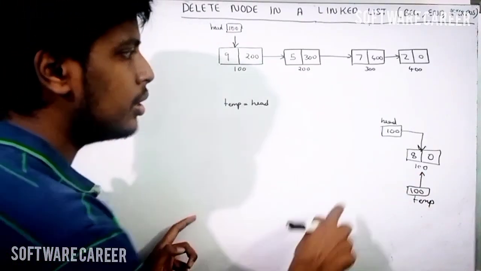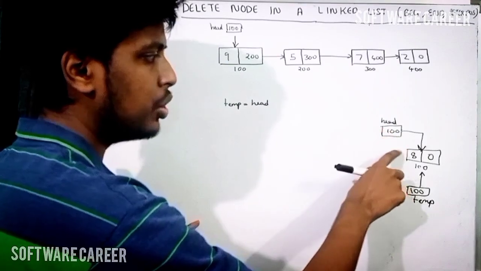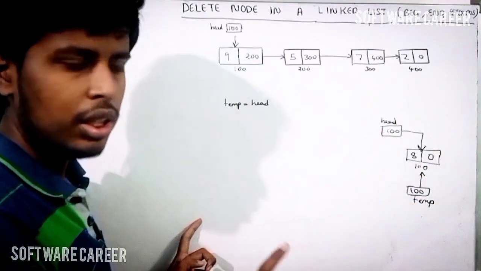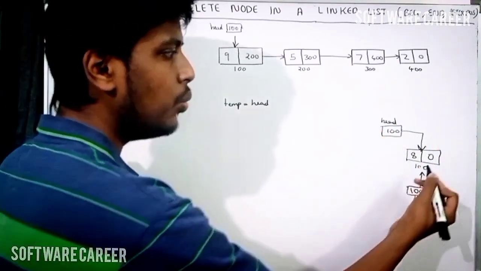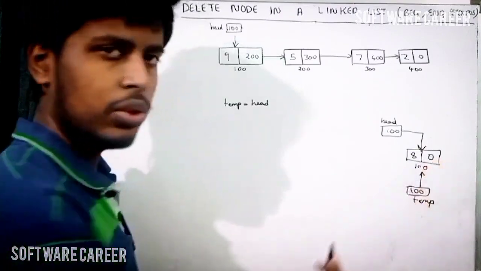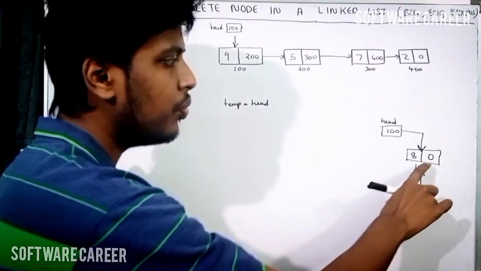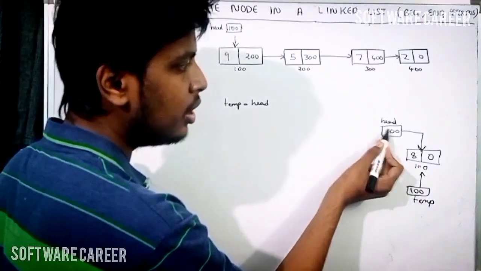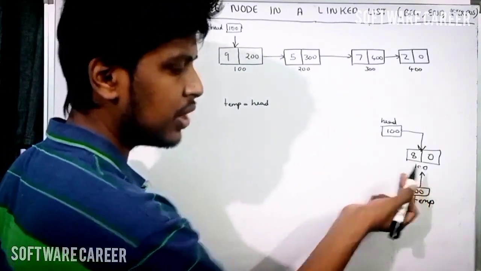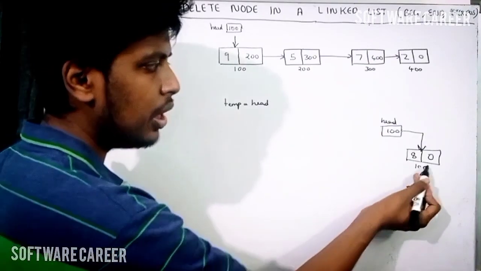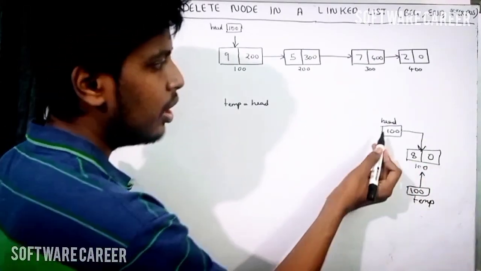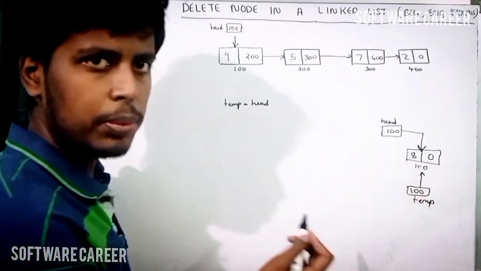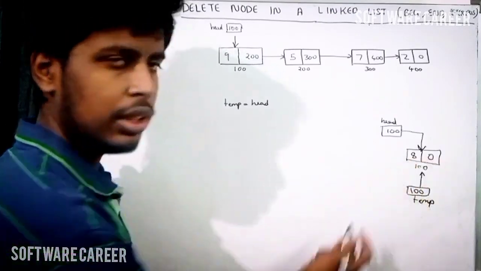Now next you should update this head. I should check whether only one node is present. How to check? The pointer part will be 0 for which node? The last node. Now head is pointing to this node, that means this is the first node also. So the first node and last node are the same. So see here, the first node pointer is 0.